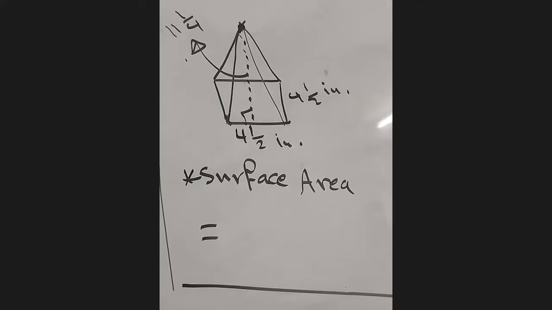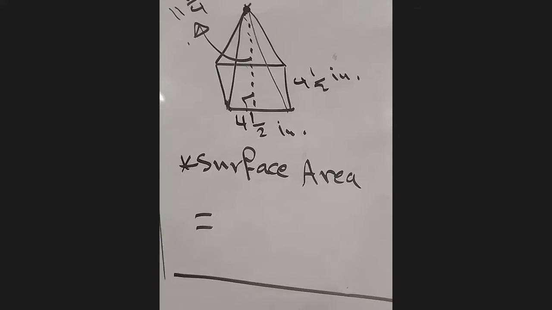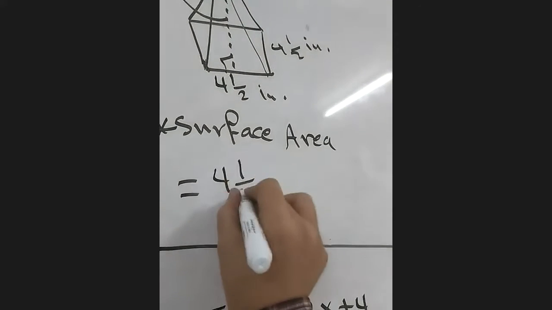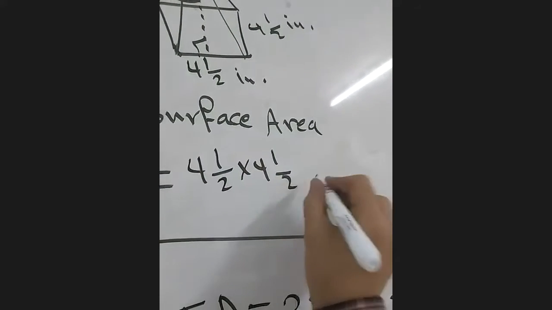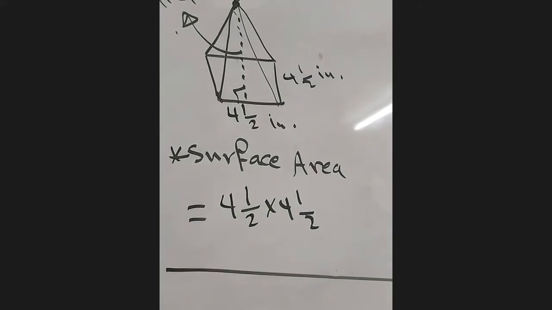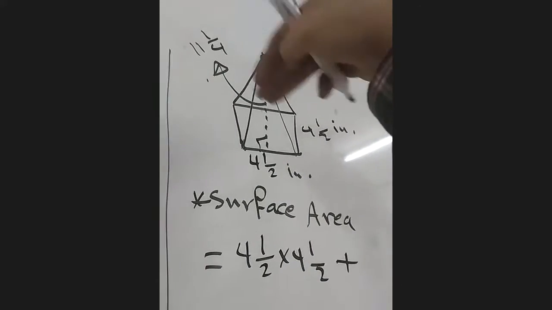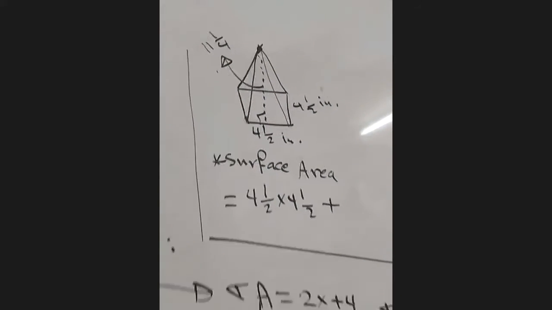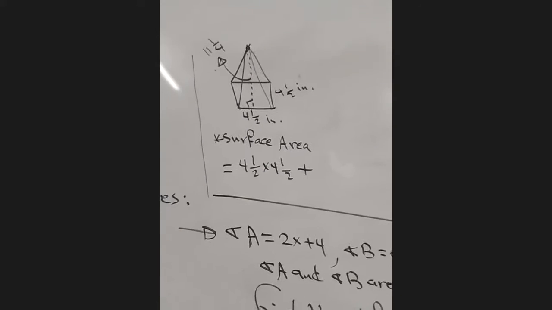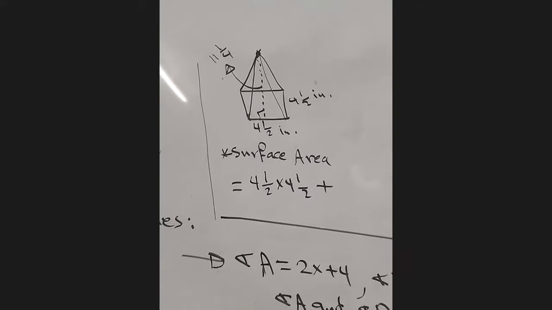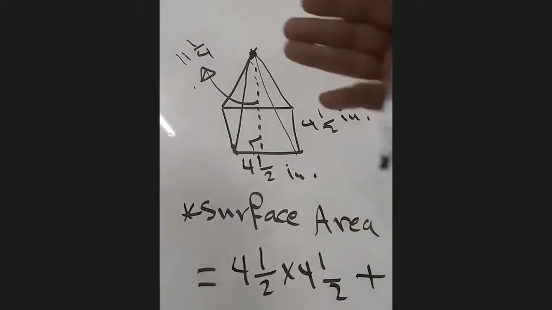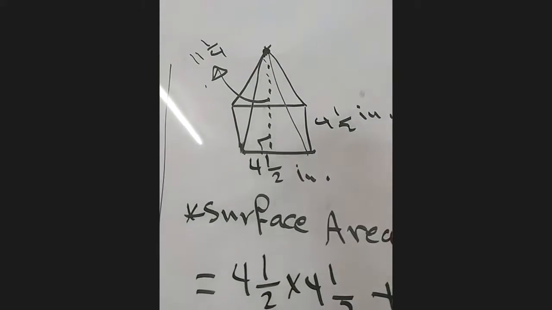4 and a half. So 4 and a half multiply 4 and a half, right? Yes. This is the area of the base. Are we finished or do we need to find the area of the triangles also? We have to find the area of the triangles. How many triangles do we have around here?